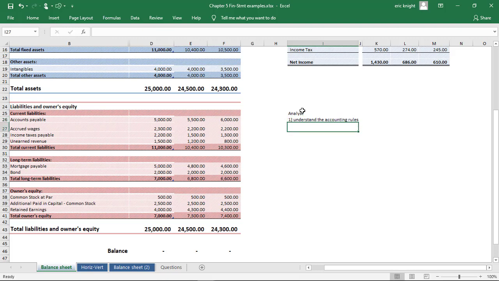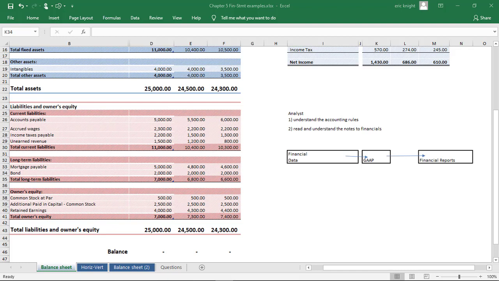In order to do that, the analyst needs to first of all understand the accounting rules. In order to use the financial statements that were created with accounting rules, we must understand the rules. Second, the analyst must be able to read and understand the notes to the financial statements. The notes are additional information, not just the numbers.